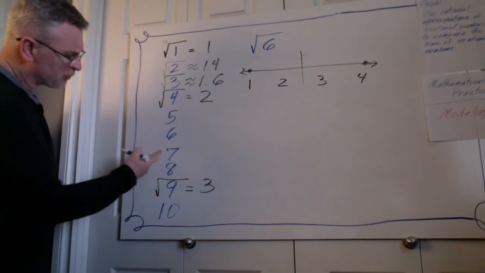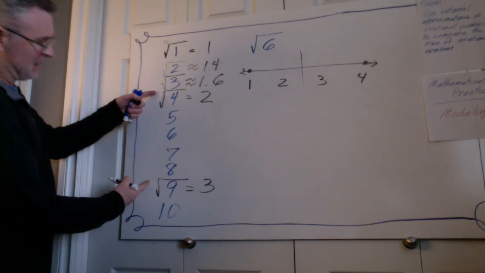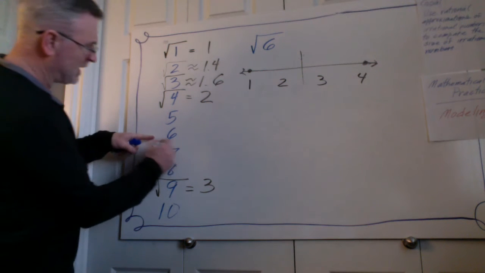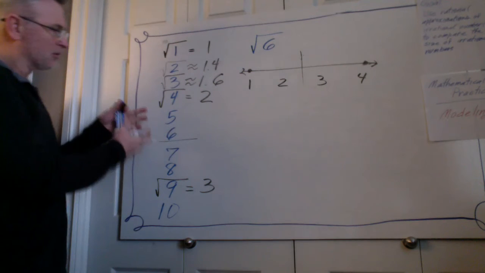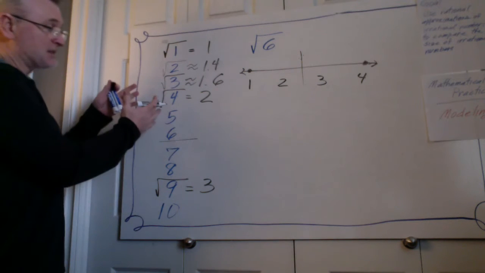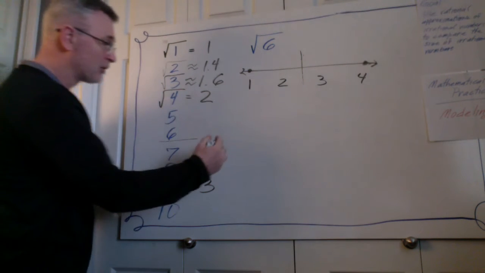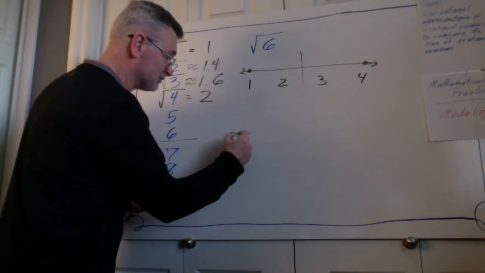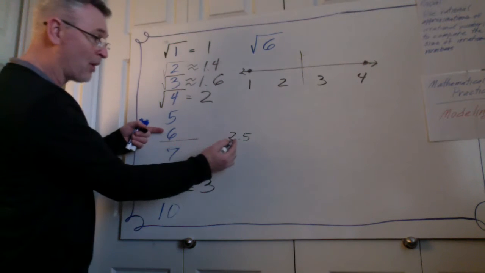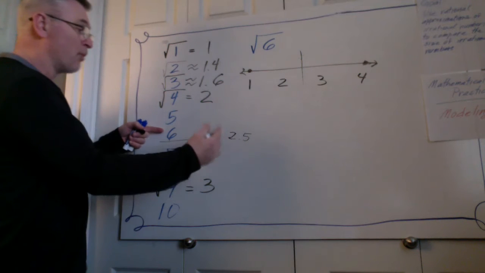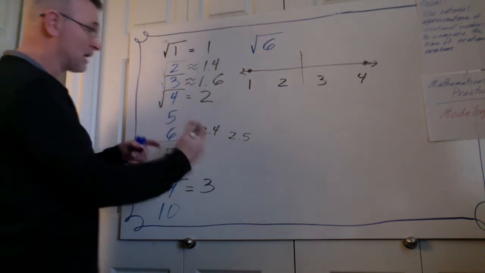There are 1, 2, 3, 4 numbers between the 4 and the 9. So halfway is right here. So I would say that the square root of 6 is a little less than halfway between 2 and 3. And halfway between 2 and 3 is 2.5. So maybe I would say that this is maybe 2.35 or 2.4. So I'm going to call this 2.4. The square root of 6 around 2.4.